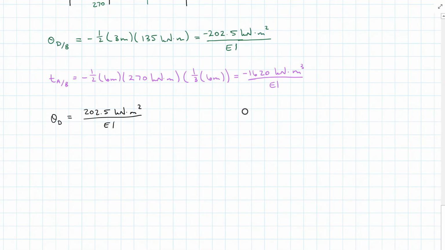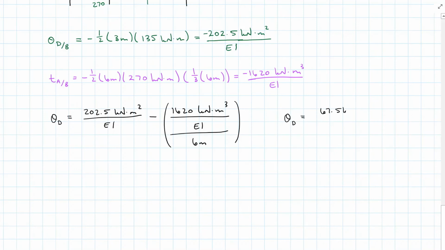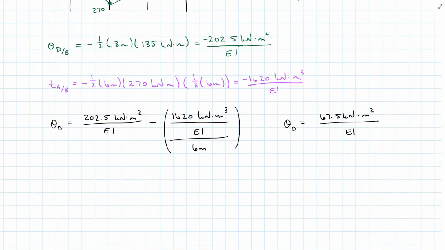So we're going to take the 202.5 and we're going to subtract my theta B, which in our case is the 1620 kilonewton meters cubed all over EI divided by 6 meters, and we get theta D to have a magnitude of 67.5 kilonewton meters squared all over EI. And putting my signs in here where they belong, we end up with a positive 67.5 kilonewton meters squared.